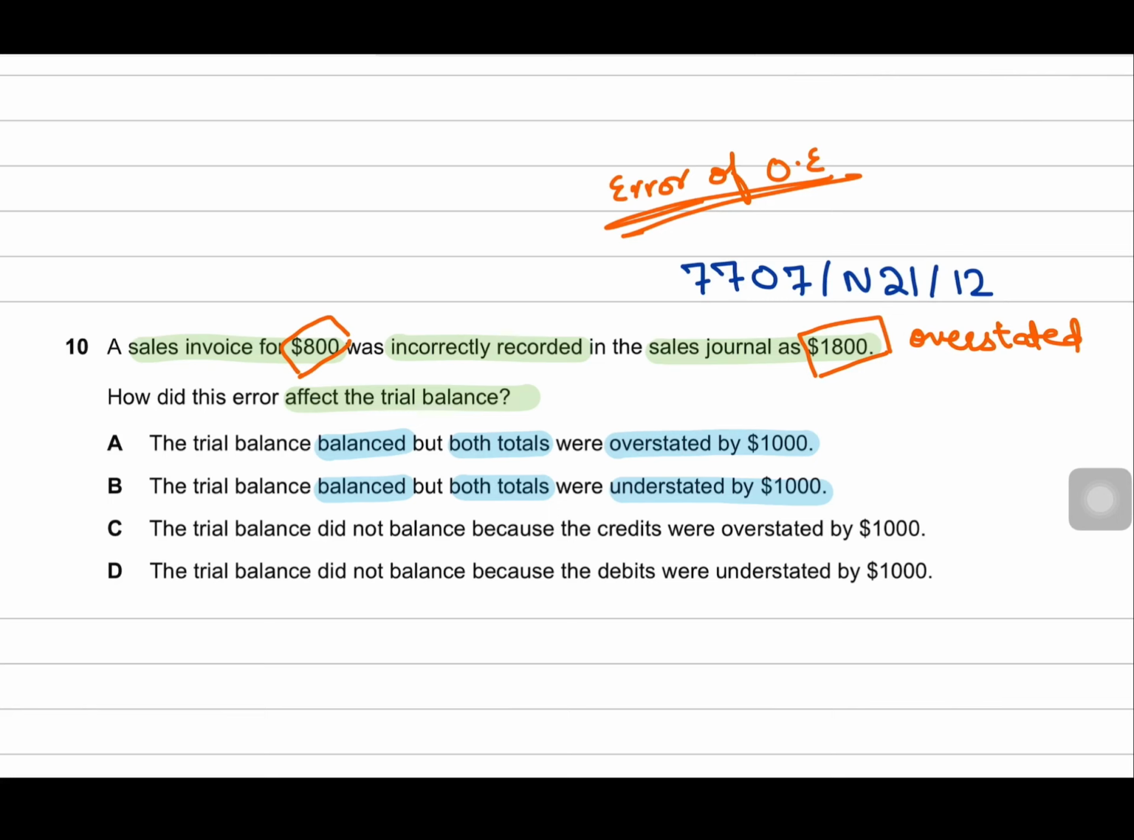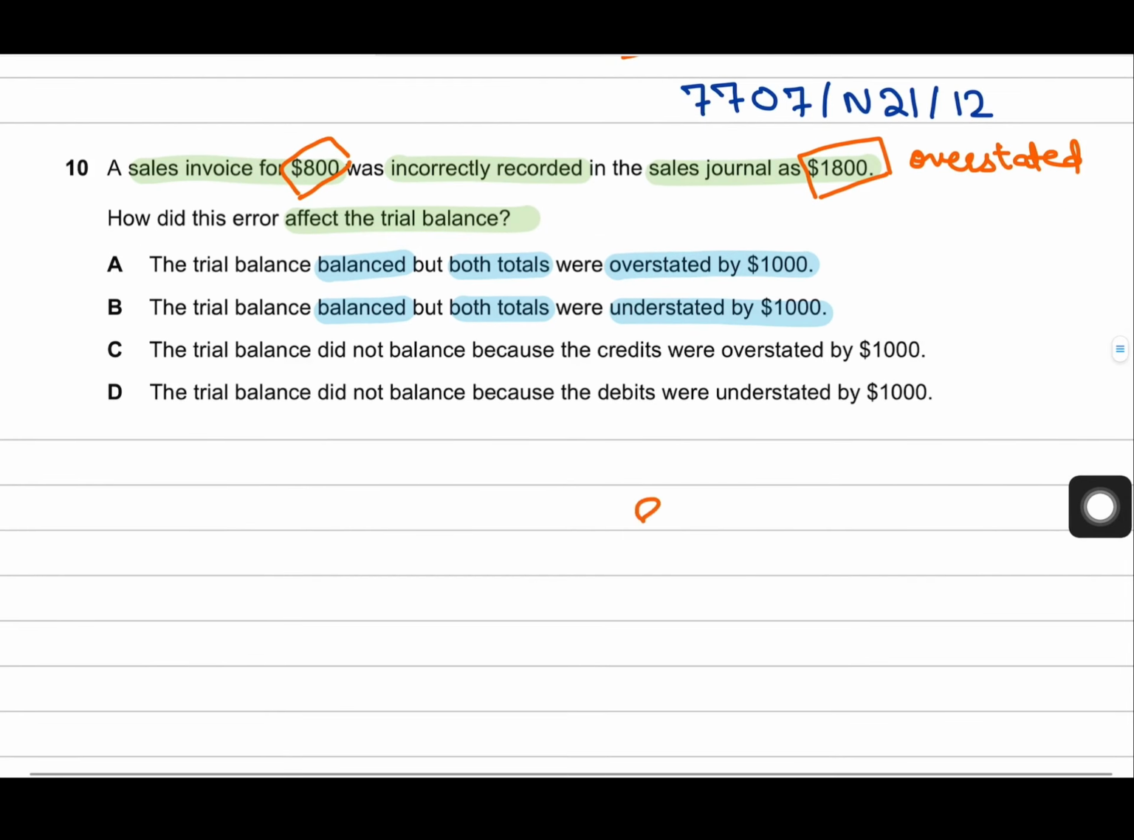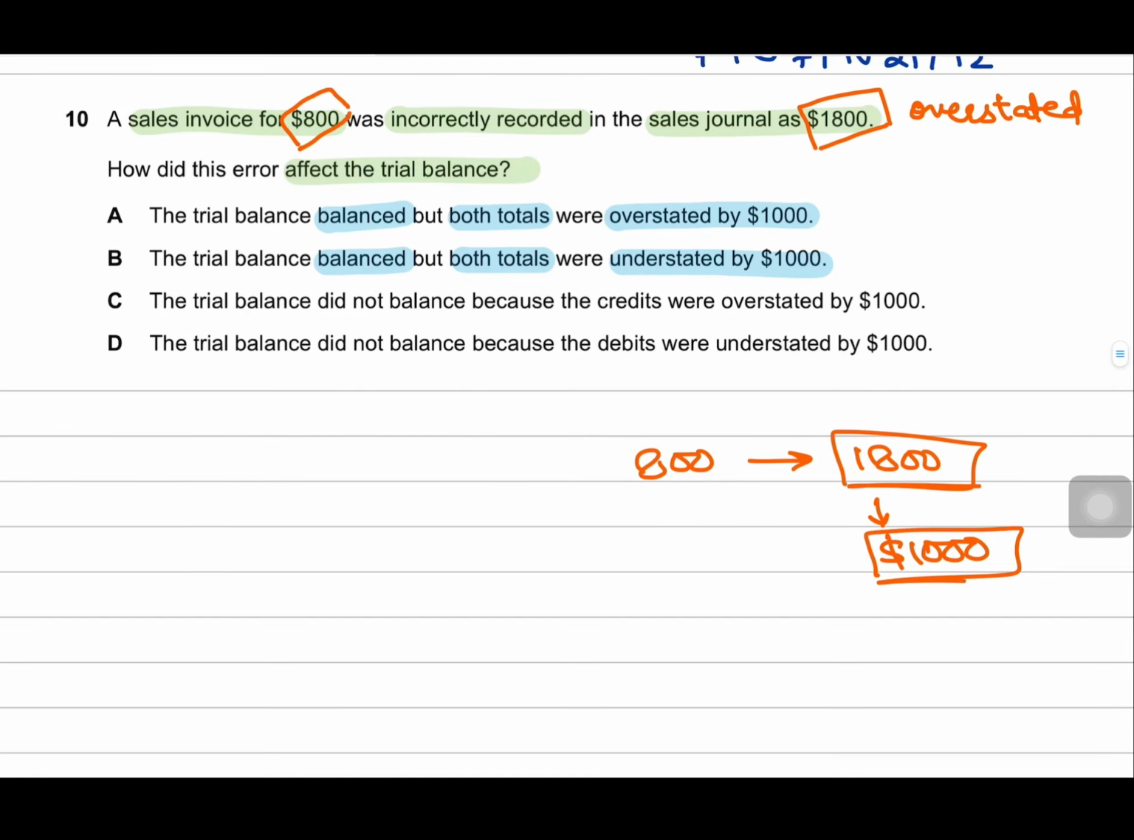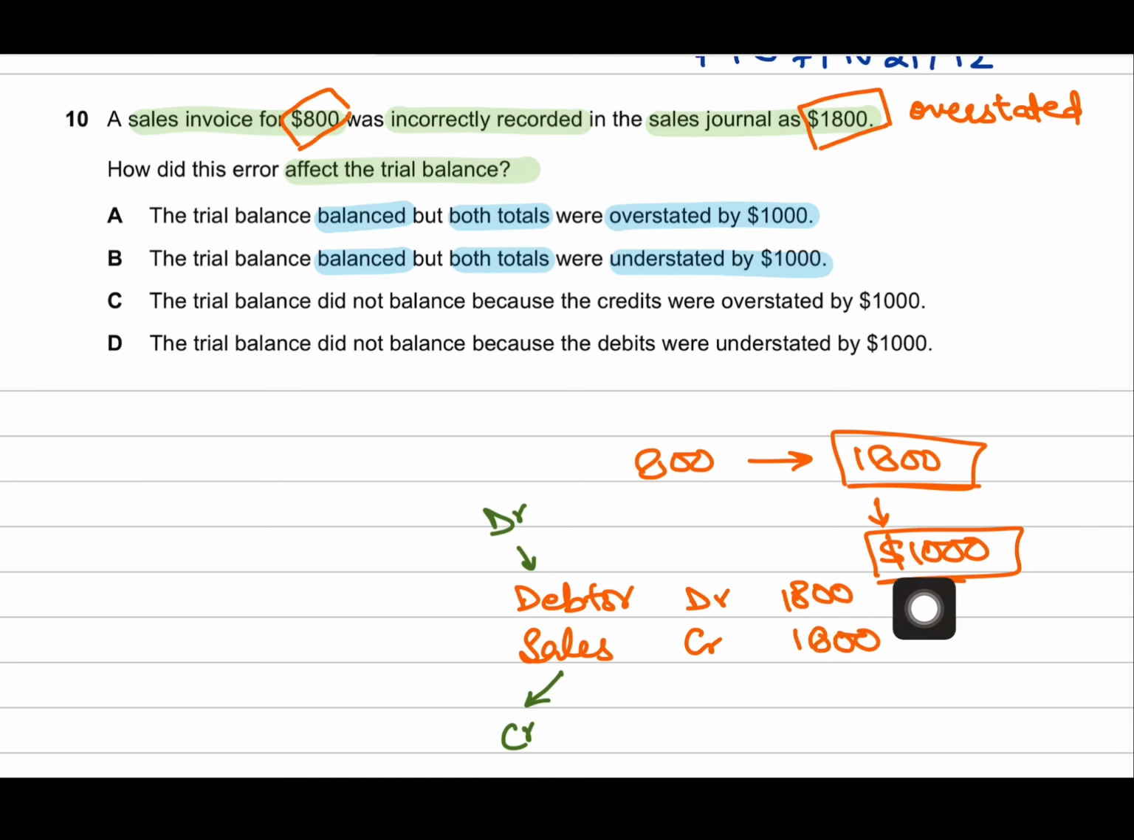Now how to identify whether this transaction overstated both sides or understated? The actual value of this transaction was 800. However, it was recorded as 1800. So right now, we can see that 1000 more is recorded in this transaction. This means the double entry would have been made: debtors debit and sales credit by $1,800. The debtors account appears on the debit side of the trial balance, and the sales account appears on the credit side. So by recording 1000 more on both sides, both sides have been overstated by $1,000, and my trial balance failed to reveal this error.